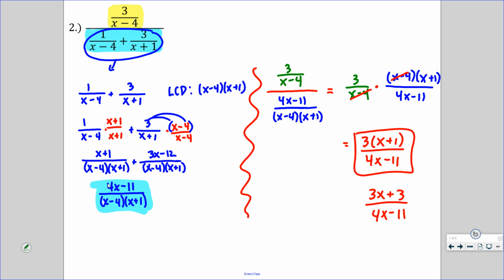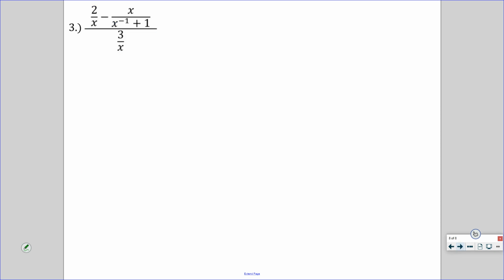So this next one, we have a lot of fractions. Because x to the negative first, don't write this down, but this is the same as 1 over x, right? So we have a fraction within a fraction within another fraction.